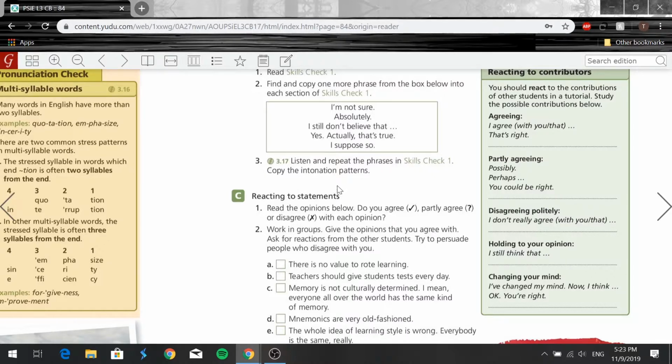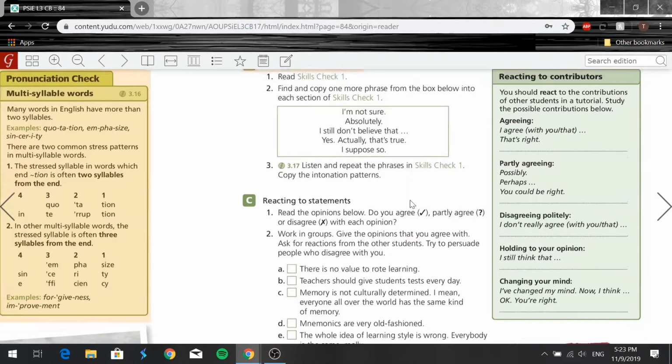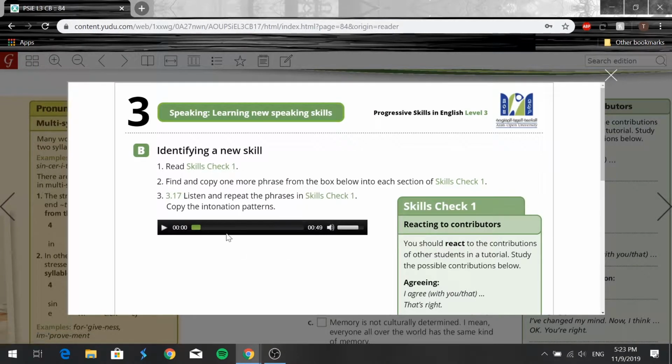Yeah, so basically these were all the phrases: agreeing, partly agreeing, disagreeing politely, holding to your opinion, and changing your mind. Okay? Now, let's just listen quickly to the audio here before we move on, just so you guys could copy or practice the intonation patterns. So here we go. Track 3.17.